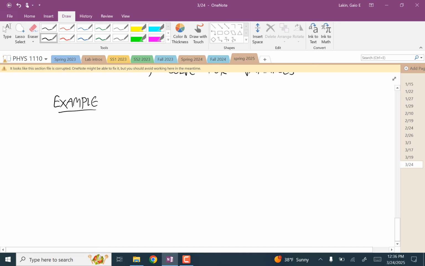So for the first one, let's say we have a rolling cart. And let's say, well, let's give it a mass. Let's say the mass is 10 kilograms. And there's a force pulling it this way of 20 newtons. And a force pulling it this way of 25 newtons.